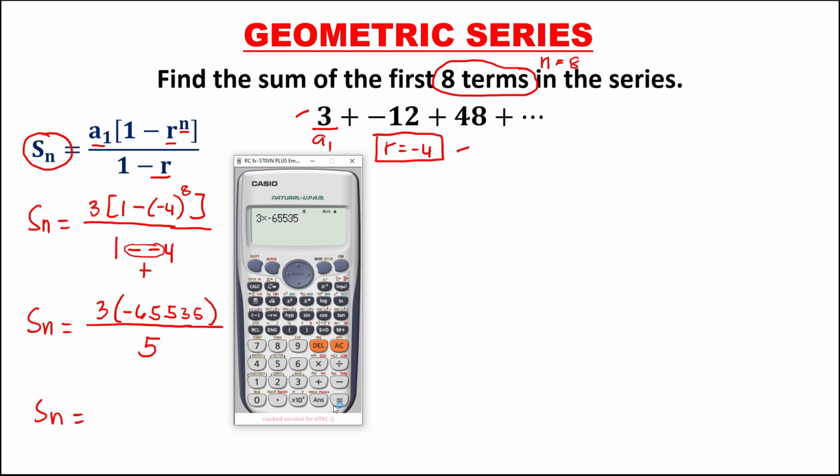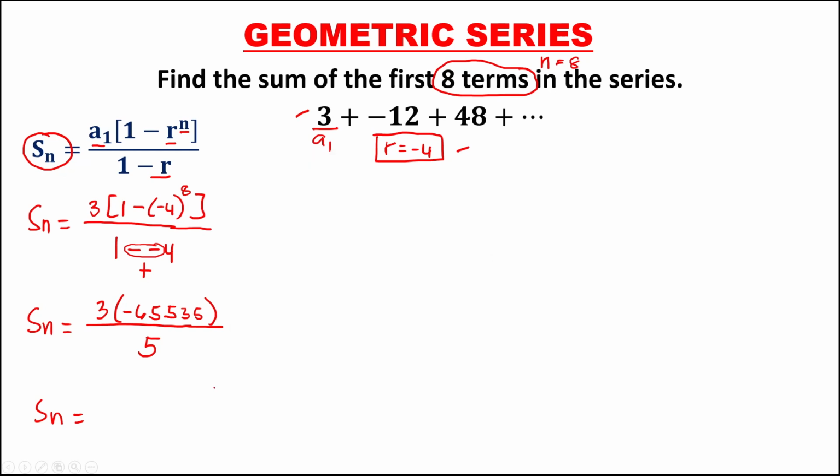Then to find the sum of the series, we have 3 times -65,535, then divide by 5. So the sum of the series is -39,321.